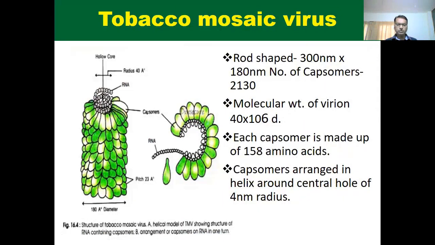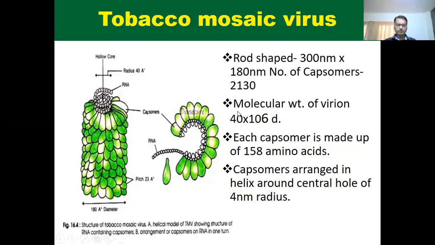Friends, before we go to its multiplication process, we should know certain things about tobacco mosaic virus, I mean the structural aspects. Yesterday we discussed these facts. It's a rod shaped virus, having a diameter of 300 and 180 nanometer, so the number may vary a little bit. The number of capsomeres is approximately 2130. In yesterday's lecture the number was 22. The number may vary from reference to reference, doesn't matter.